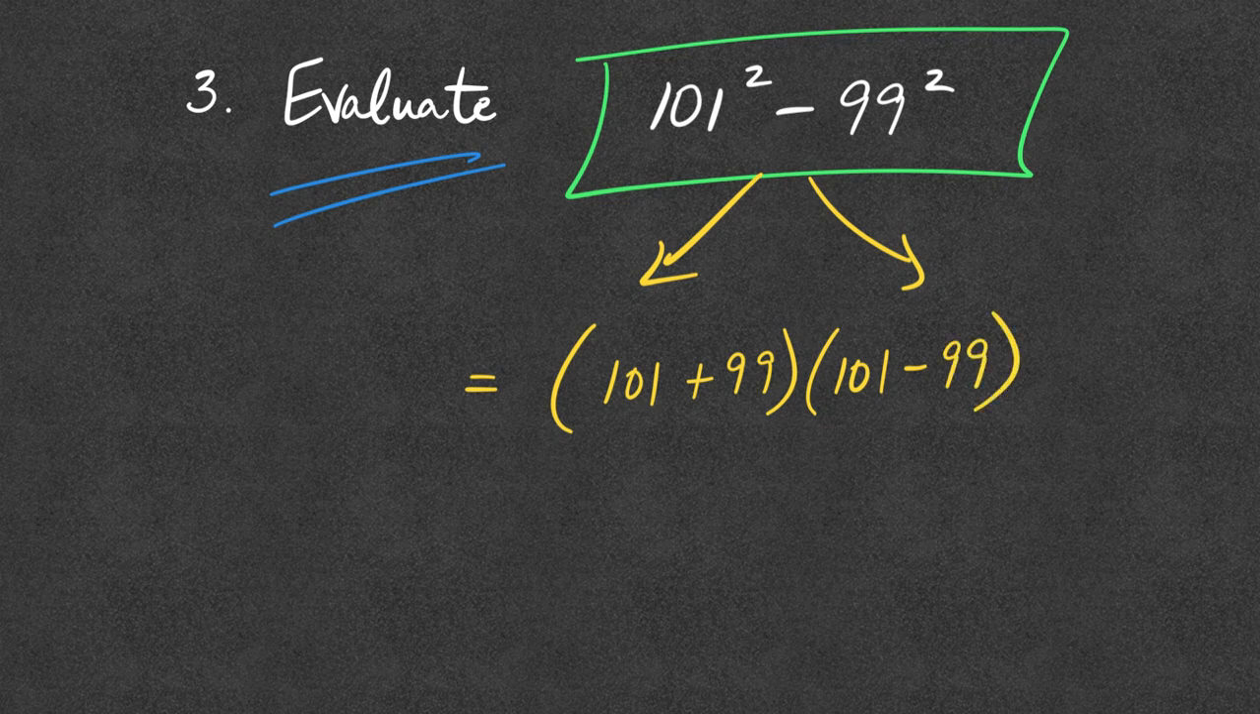Well, now I can collect that. Really, look at my first bracket. 101 plus 99 is 200. Look at my next bracket. 101 minus 99 is 2. And if I multiply those together, I just answered my problem with no calculator.